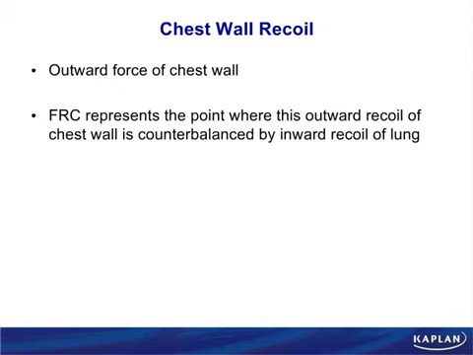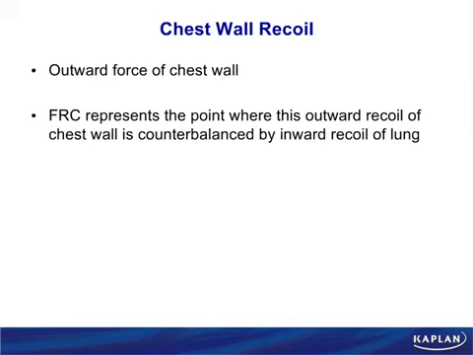Nothing's moving. In a tug-of-war, the rope is not moving. That represents FRC. Notice what determines FRC. It is determined by the outward recoil of the chest, balanced by the inward recoil of the lung. That's what creates FRC. Breathing in itself doesn't affect FRC.